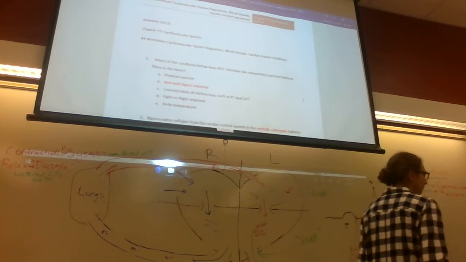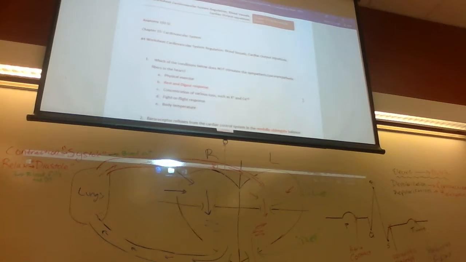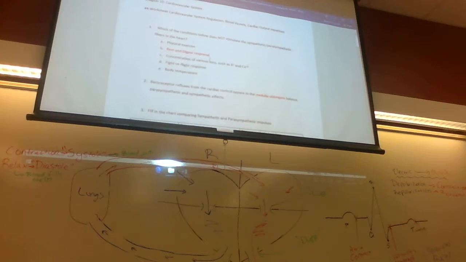So worksheet number 4, just cardiovascular system regulation, blood vessels, cardiac output. So this is kind of like the miscellaneous worksheet, and I didn't know how else to compile it besides putting it together. So that's just what we're going to do.